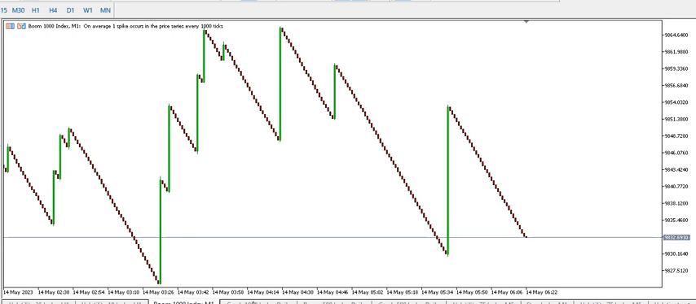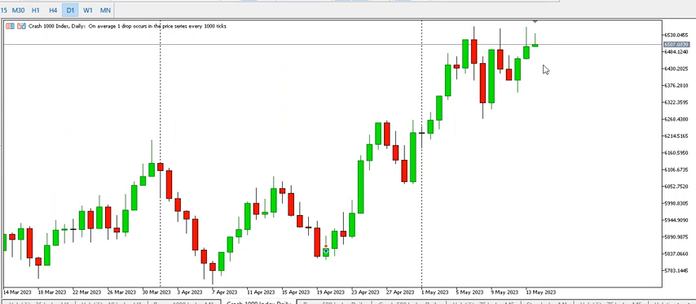Let's look at crash 1000. Crash 1000 price got to the top on the daily time frame, and it's currently spiking down. Look at price, it is respecting this top. We continue to have wicks. So though the overall trend is bullish, it's as if this top is a proven resistance area.